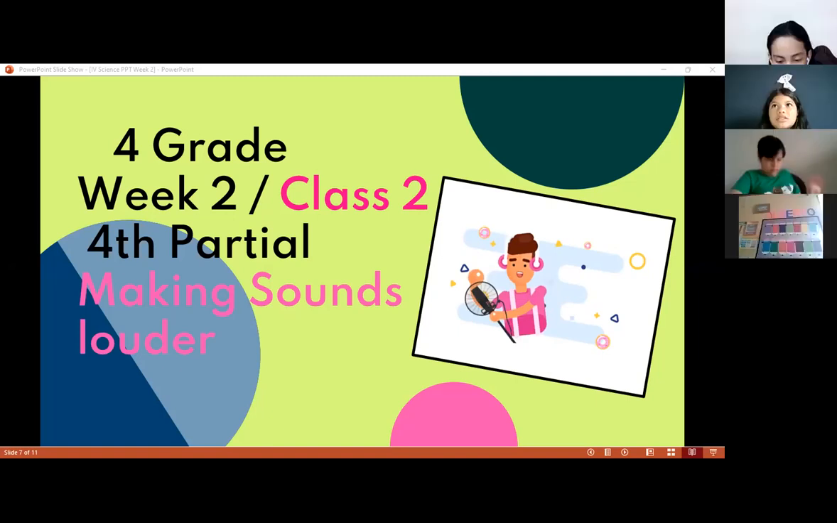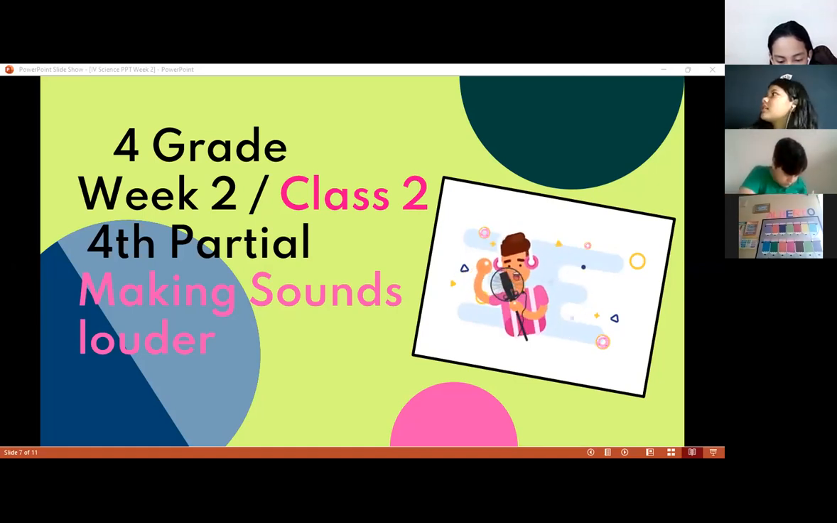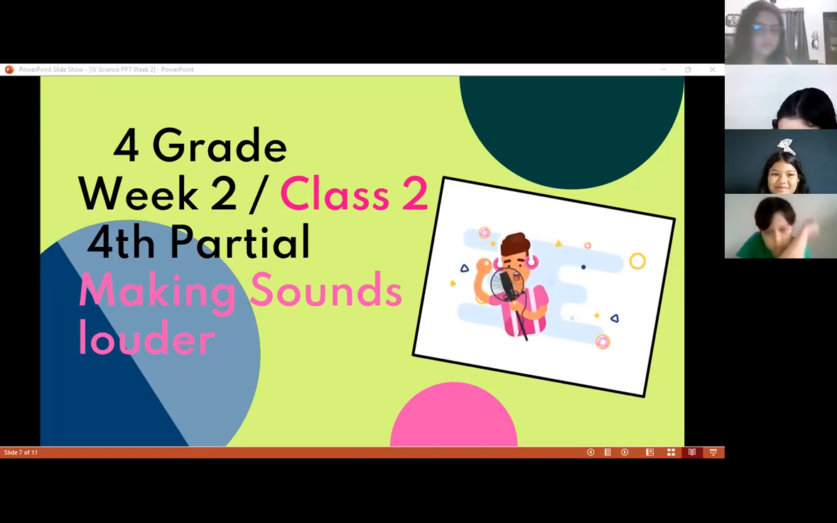Who can tell me how we can make the sounds louder? Throwing an object más fuerte. Con más fuerza, I think. Okay, yes. With an instrument, which type of instruments can you use to make the sounds louder?